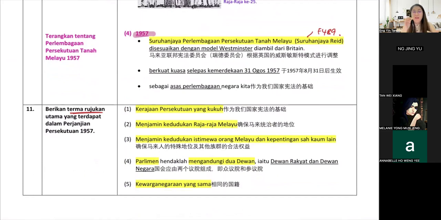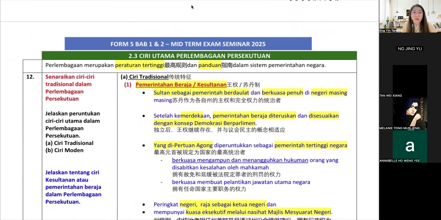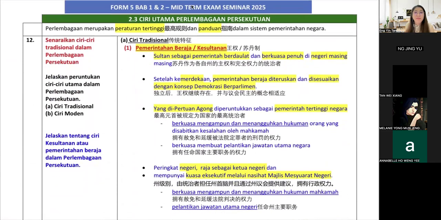Because the British leaders, they help us to create the law. So they have the tema rujukan, they have some guidelines to refer when they create our undang-undang. Okay? So these are the things that you need to memorize. So right now, guys, let's look at the ciri-ciri.